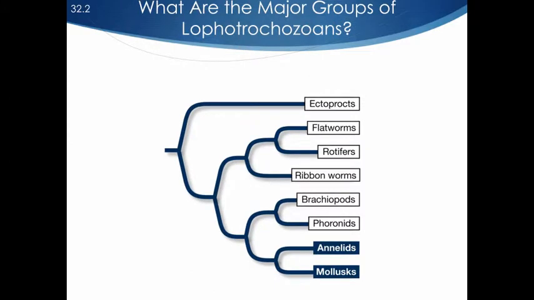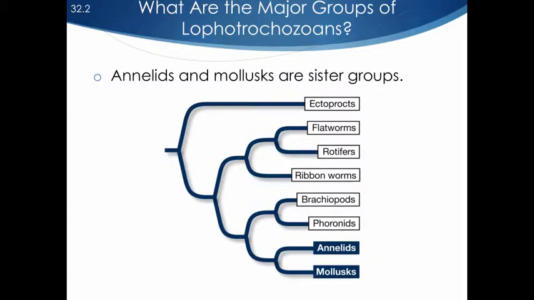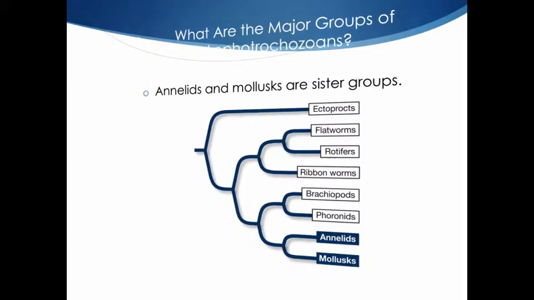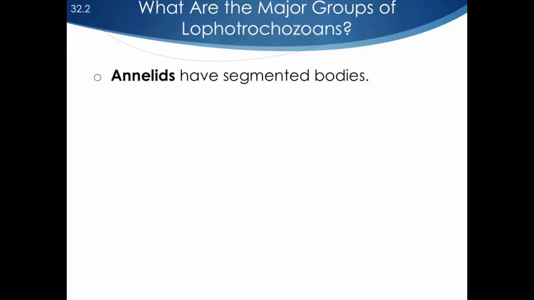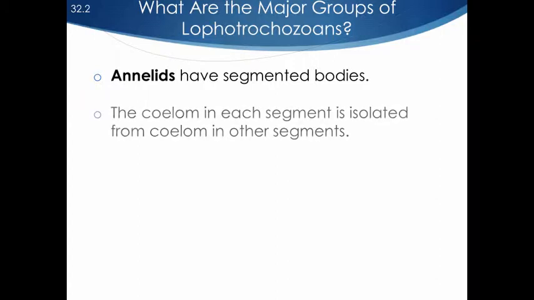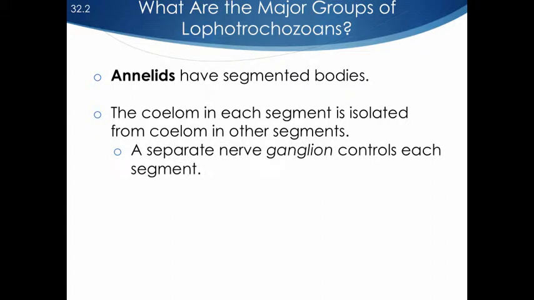So now we're going to go on to our last monophyletic group, which are annelids and mollusks. So annelids and mollusks are sister groups. So annelids have a segmented body, and their coelom in each segment is isolated from the coelom in the other segment. And they have a separate nerve ganglion that controls each segment.